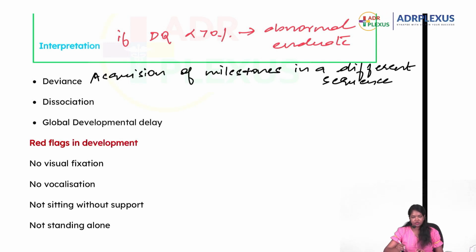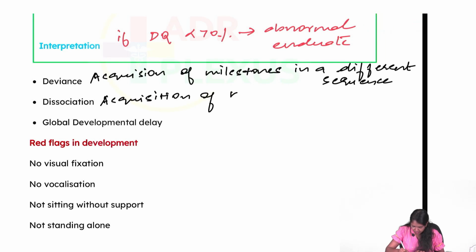What is dissociation? Dissociation means acquisition of milestones in a different rate.